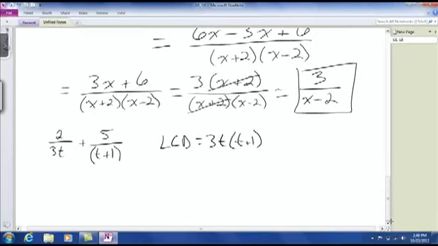So what am I going to do to get that common denominator? Well, in my first fraction, I have the 3t. I don't have the t plus 1, so I need that on top and on bottom. In my second fraction, I have the t plus 1. What I don't have is my pen working. That's what I don't have. I don't have the 3t.